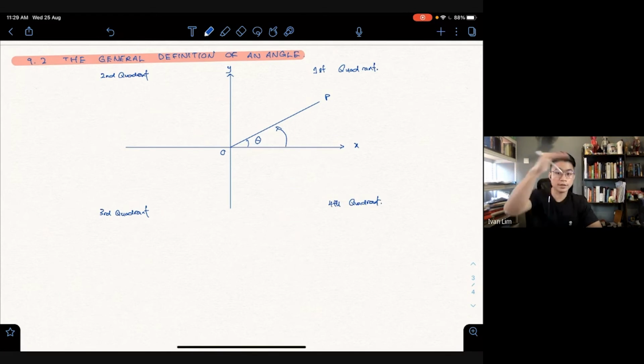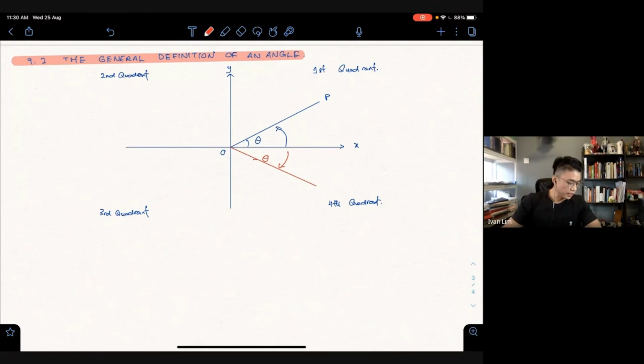So if I go anti-clockwise, it's positive. A clockwise rotation is taken as negative. So if I go in this direction, this will be negative theta. You all gotta remember, going clockwise for this angle, you will get a negative angle. Going anti-clockwise, you will go as positive. So this is negative theta.